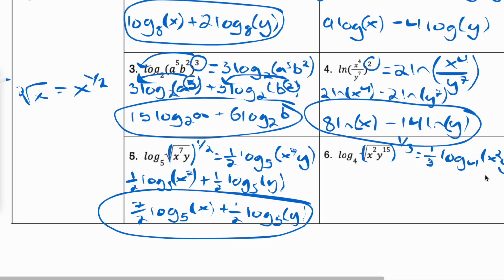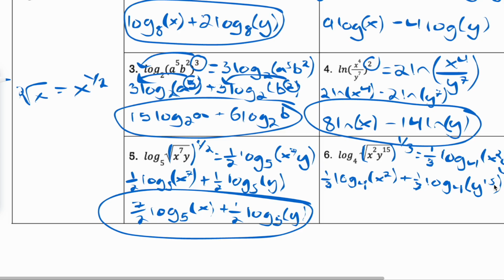Okay. Now we separate these, right? We're multiplying. I'm going to say 1/3 log base 4 of x squared plus 1/3 log base 4 of y to the 15th. Hopefully you get the idea. It's easier to write on paper.